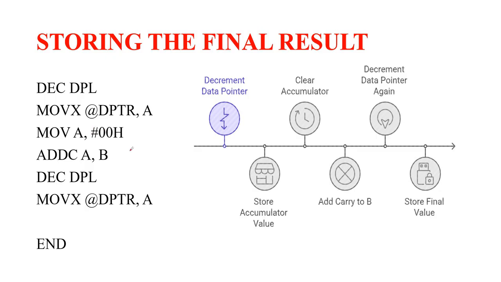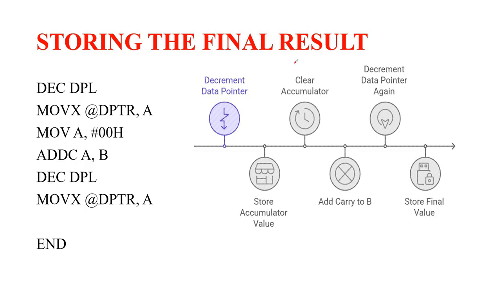So the accumulator will be loaded with 00 value, and then we will add the contents of the register B and A along with the carry. Here we'll add that. Then decrement dpl. So again we'll decrement the data pointer, and the final value is stored in this memory, and we'll end the program.